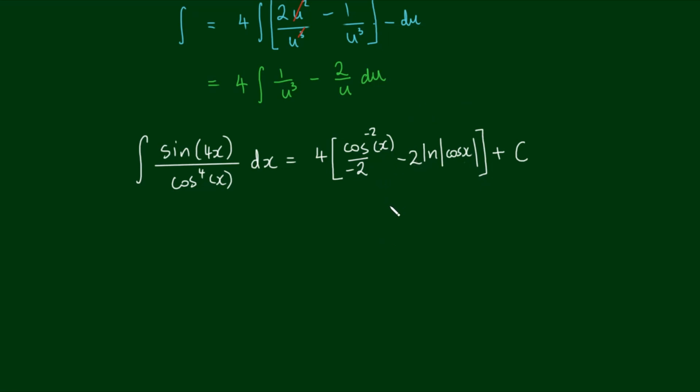So simplifying further, if we multiply the 4 in, we get negative 2. Cosine to the negative 2 is equal to secant squared of x. And of course 4 needs to be multiplied by the 2 here, so that becomes negative 8 by the log of cosine of x. And we don't need this bracket here anymore. Okay, so finally the integral of sine of 4x on cosine to the 4th power of x dx is equal to negative 2 by the secant squared of x minus 8 by the log of the cosine of x plus an integration constant c. Let's box this answer.